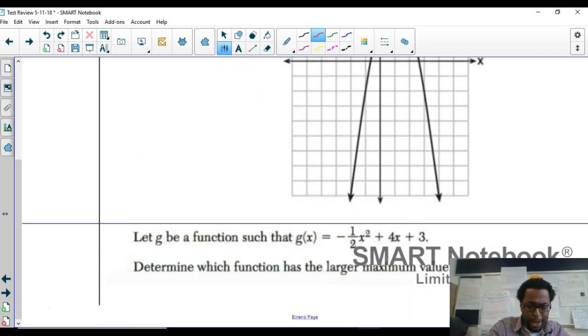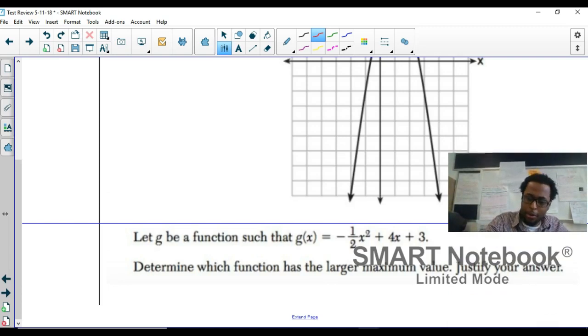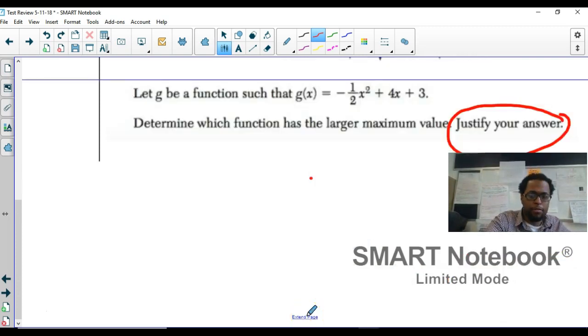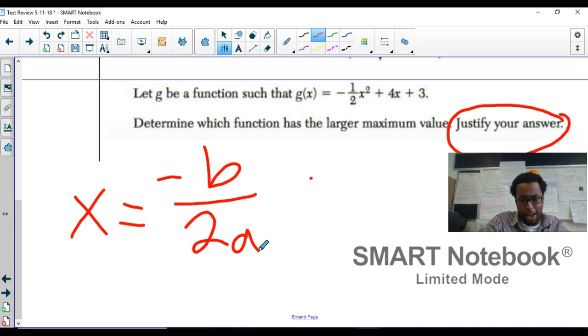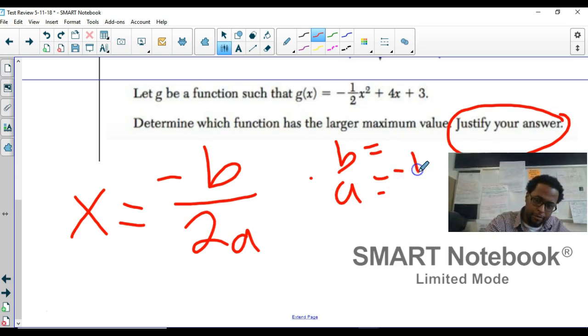So here, we can actually use the calculator for this question. However, this is justify your answer. So if we're justifying your answer, you actually have to do some work here. So how do we find the vertex? Well, we have this formula we talked to you about, which is the axis of symmetry. What the axis of symmetry will do is it will find you the x value. Okay. So I'm going to look at my equation. I got to find what b is, and I got to find what a is. Okay. In this case, a is going to be -1/2. B is going to be 4.